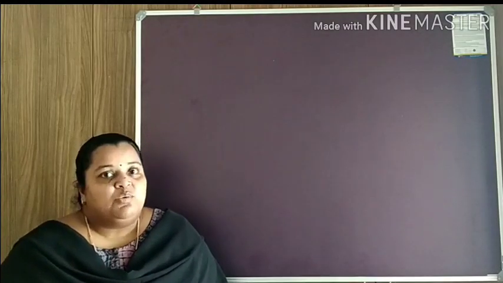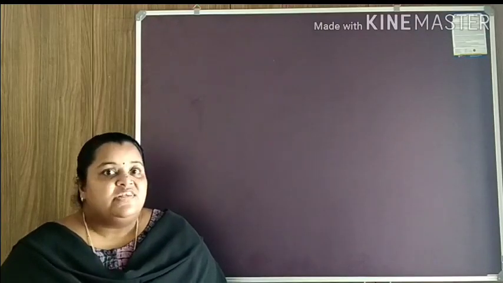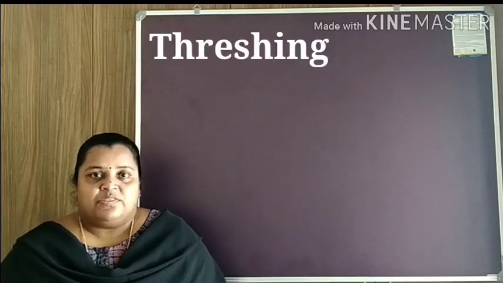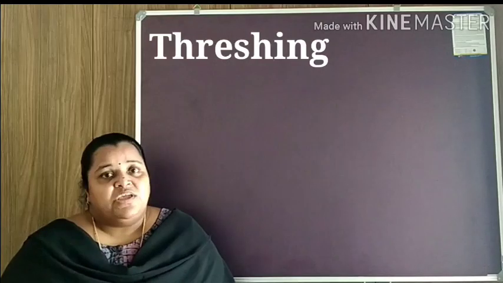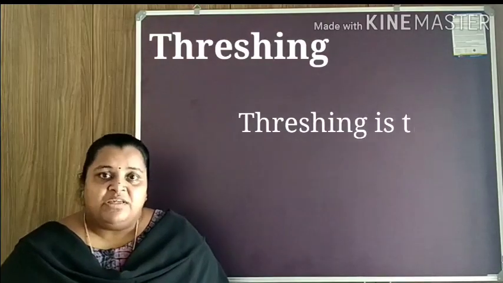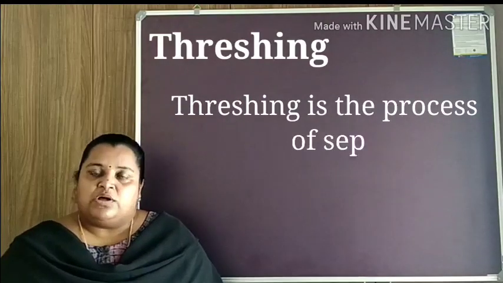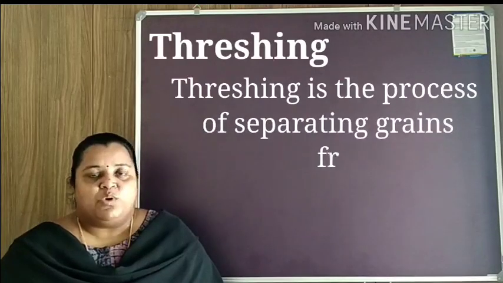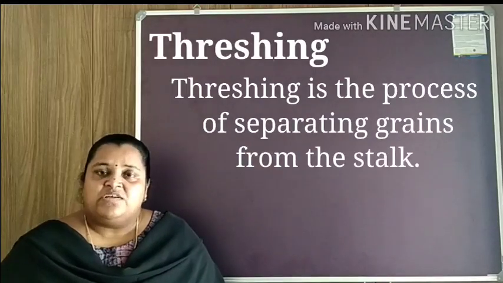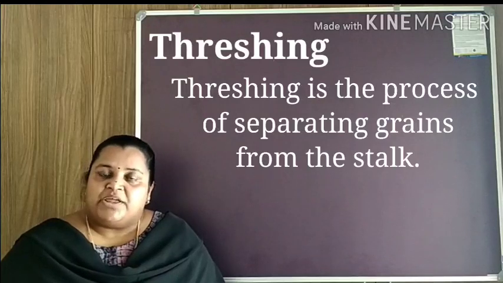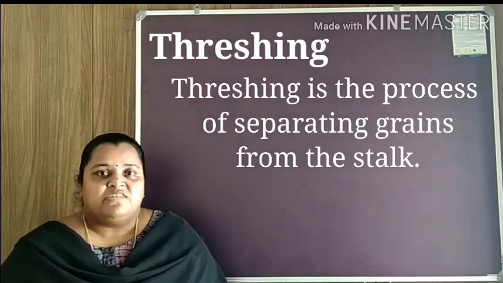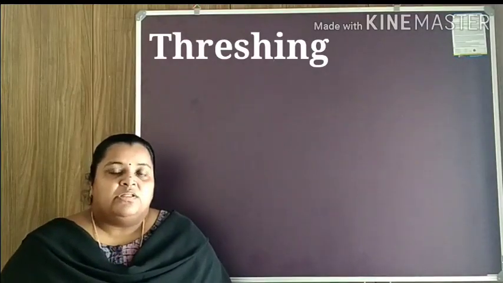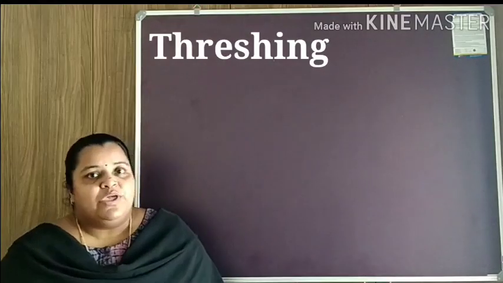The second method we have to discuss is threshing. Threshing is the process of separating grains from the stalk. I'll repeat once again. Threshing is the process of separating grains from the stalk. Threshing can be done by the following methods.